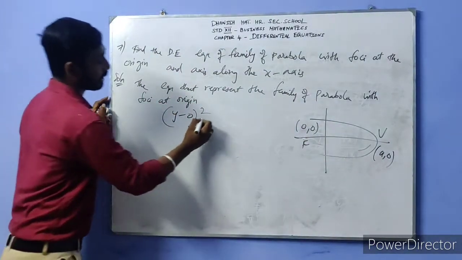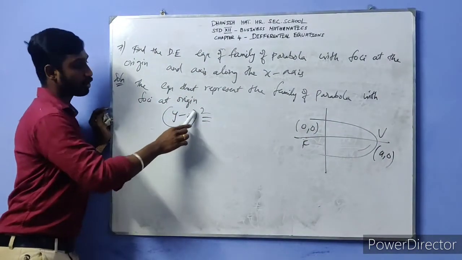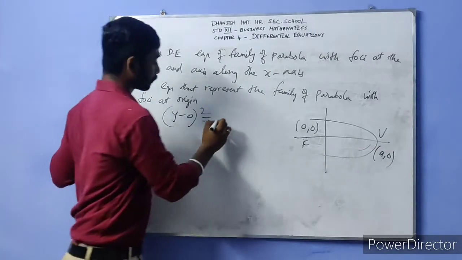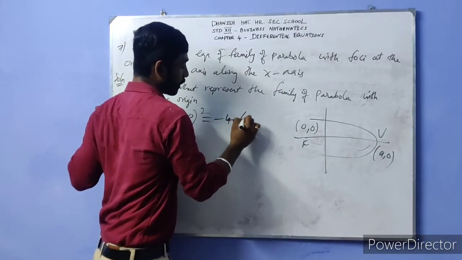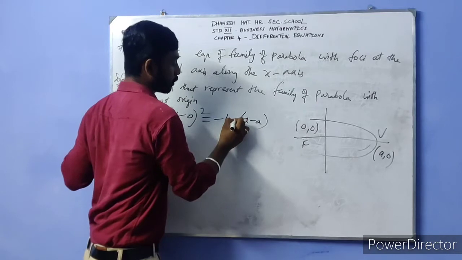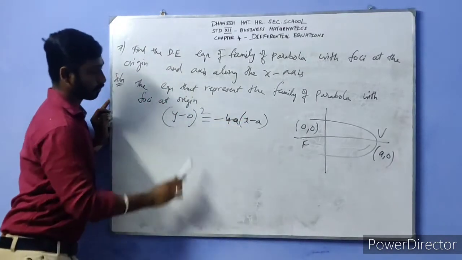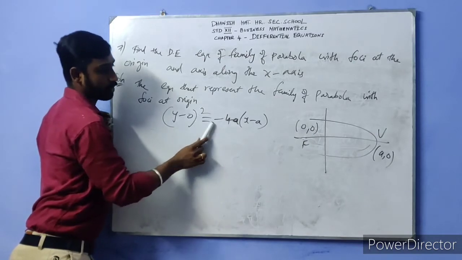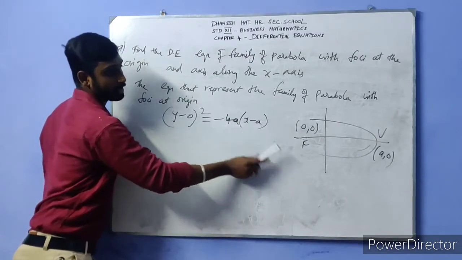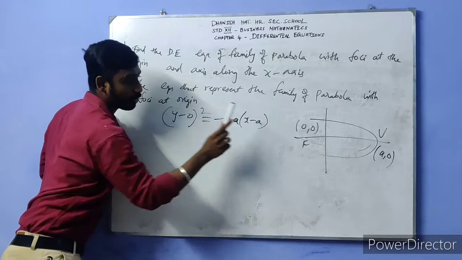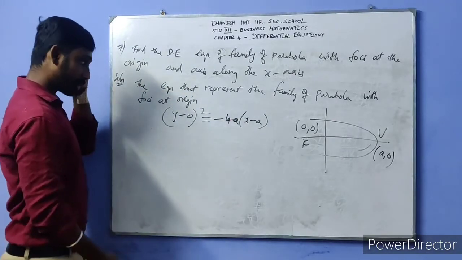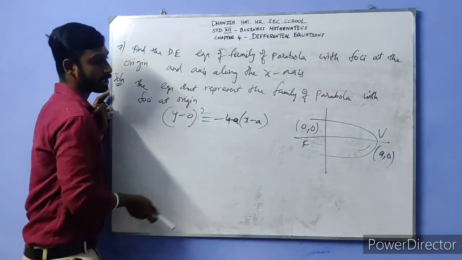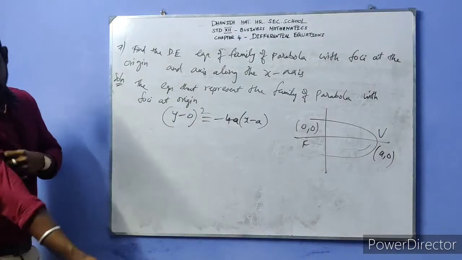Now we are going to write the equation: y minus 0 the whole square equal to minus 4a into x minus a, because the y value will be 0 here. y minus y1 the whole square equal to minus 4a into x minus x1, and what is the x1 value? That is a here. Now we substitute this. So y minus 0 the whole square equal to minus 4a into x minus a.